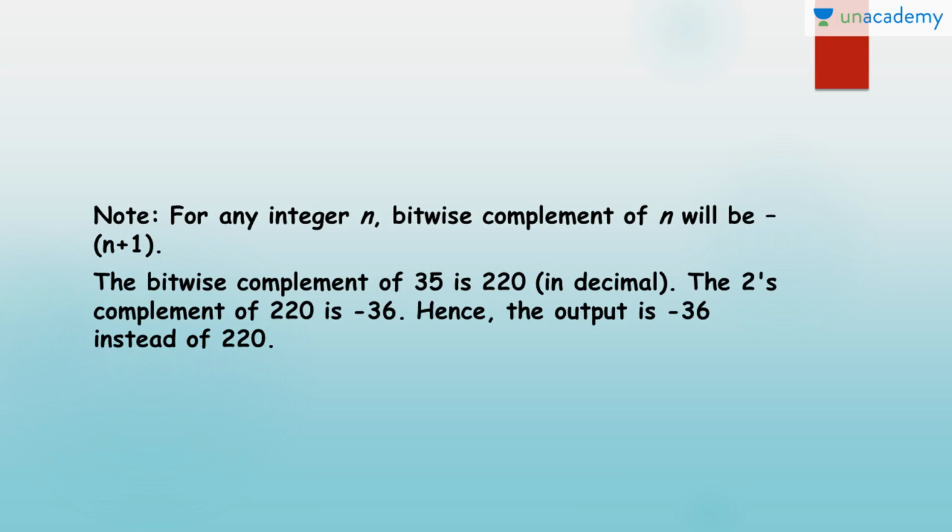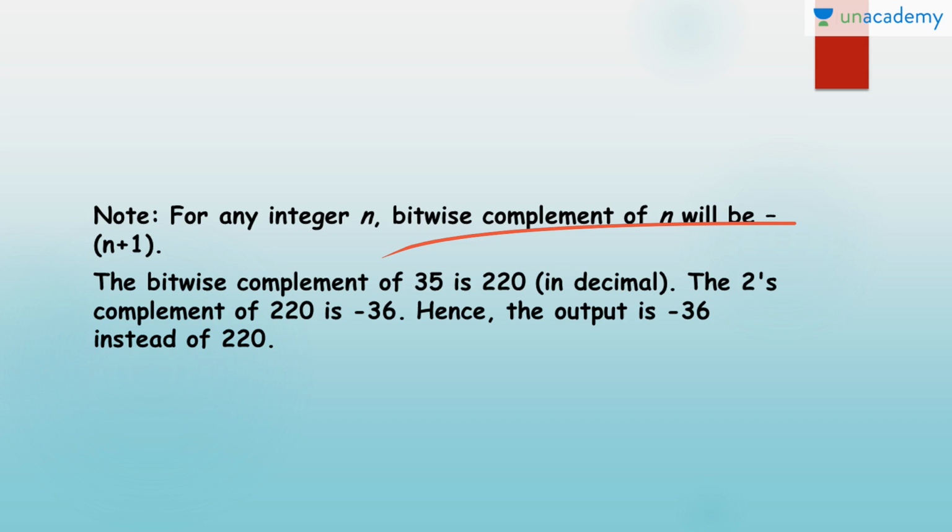Something we have to note in the bitwise complement operator is, for any integer n, the bitwise complement of n will be minus of n plus 1. The bitwise complement of any integer n will be minus of n plus 1. But why is it so? For this we should know the 2's complement of a number. So what is it? The 2's complement of a number is equal to the complement of that number plus 1.